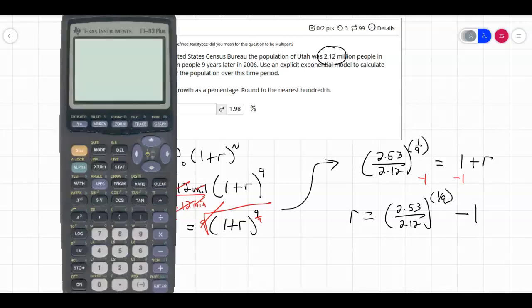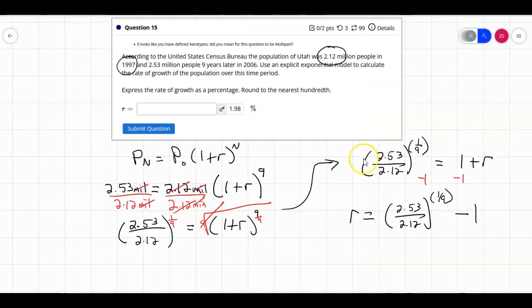So on a calculator, left parenthesis 2.53 divided by 2.12 all to the power, parenthesis, 1 divided by 9. This will be the 9th root. And then minus 1. We have 0.019839, etc. r is approximately 0.019839. And it goes on forever, but we have more digits.